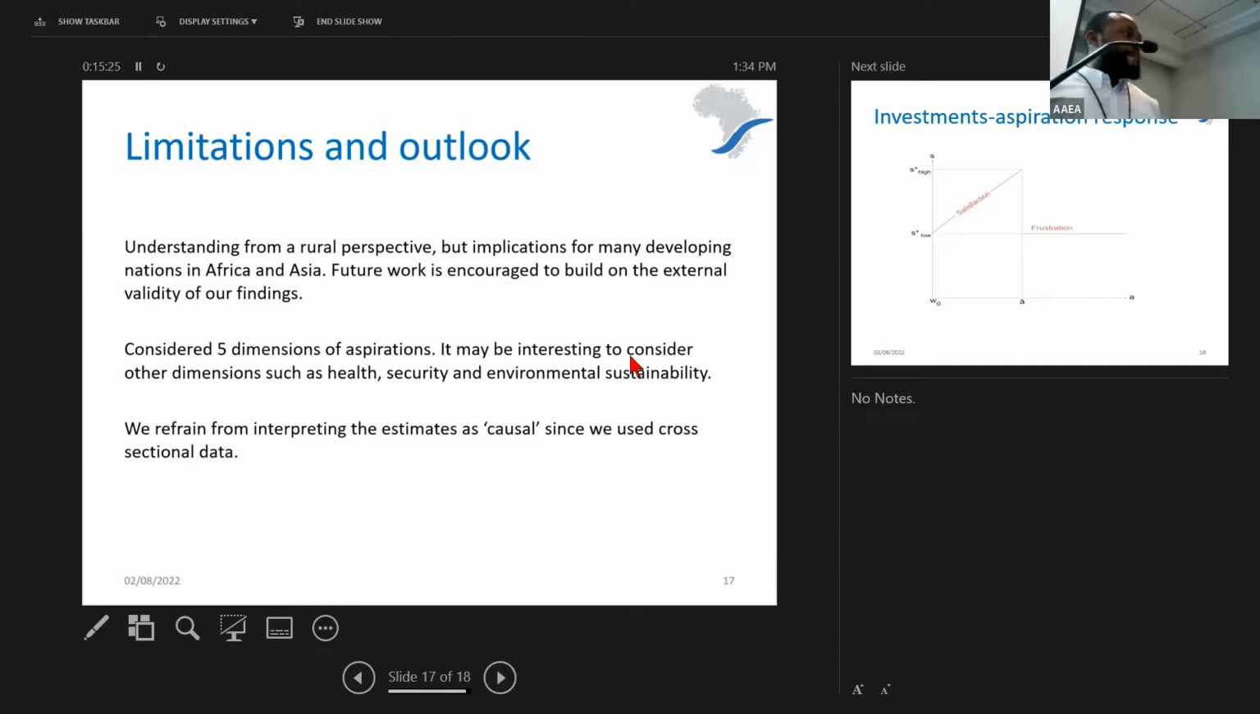Two minutes for questions. You said that you're looking at investments, right? The relationship between aspirations at this moment and investments. But then you're looking at herd size as the variable. How do you do that?